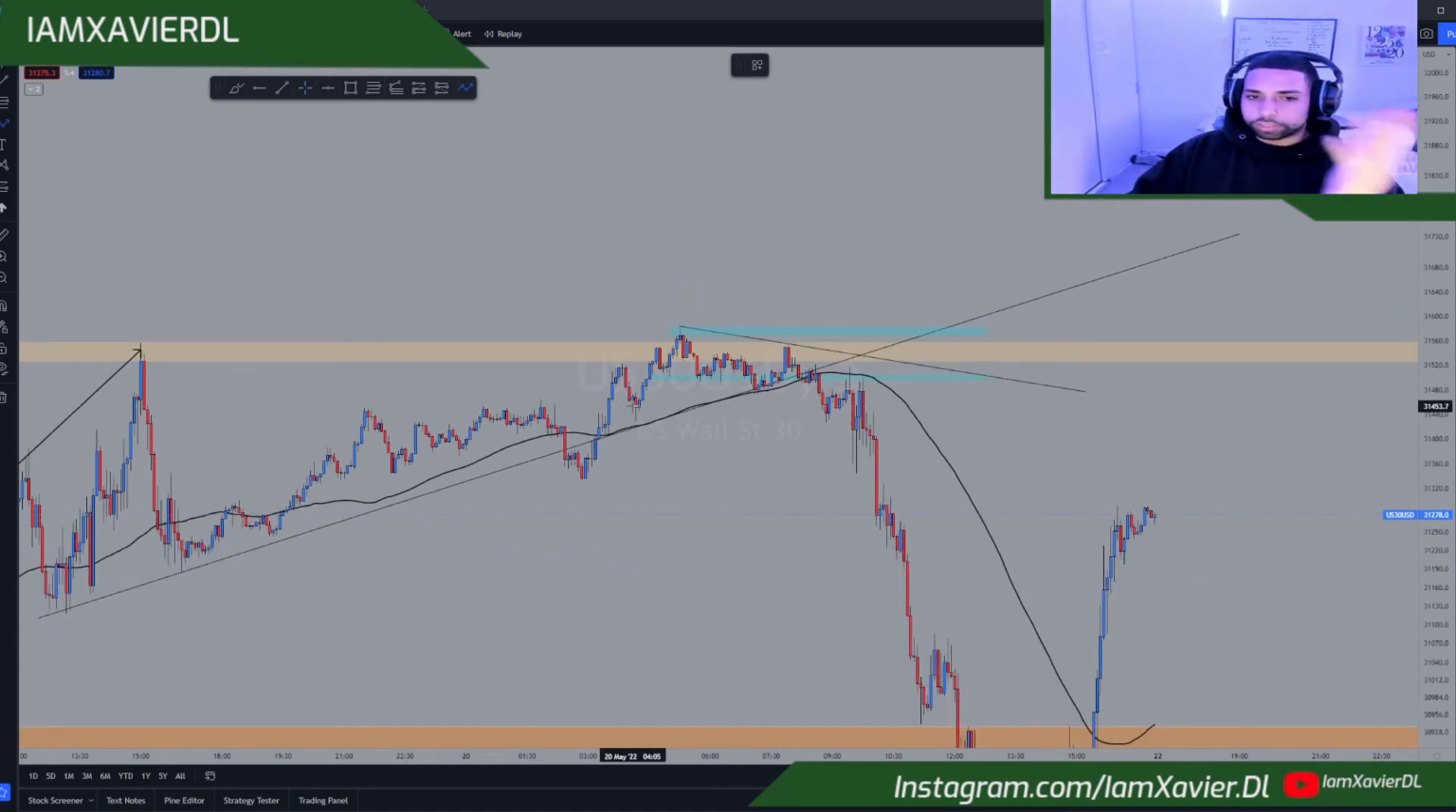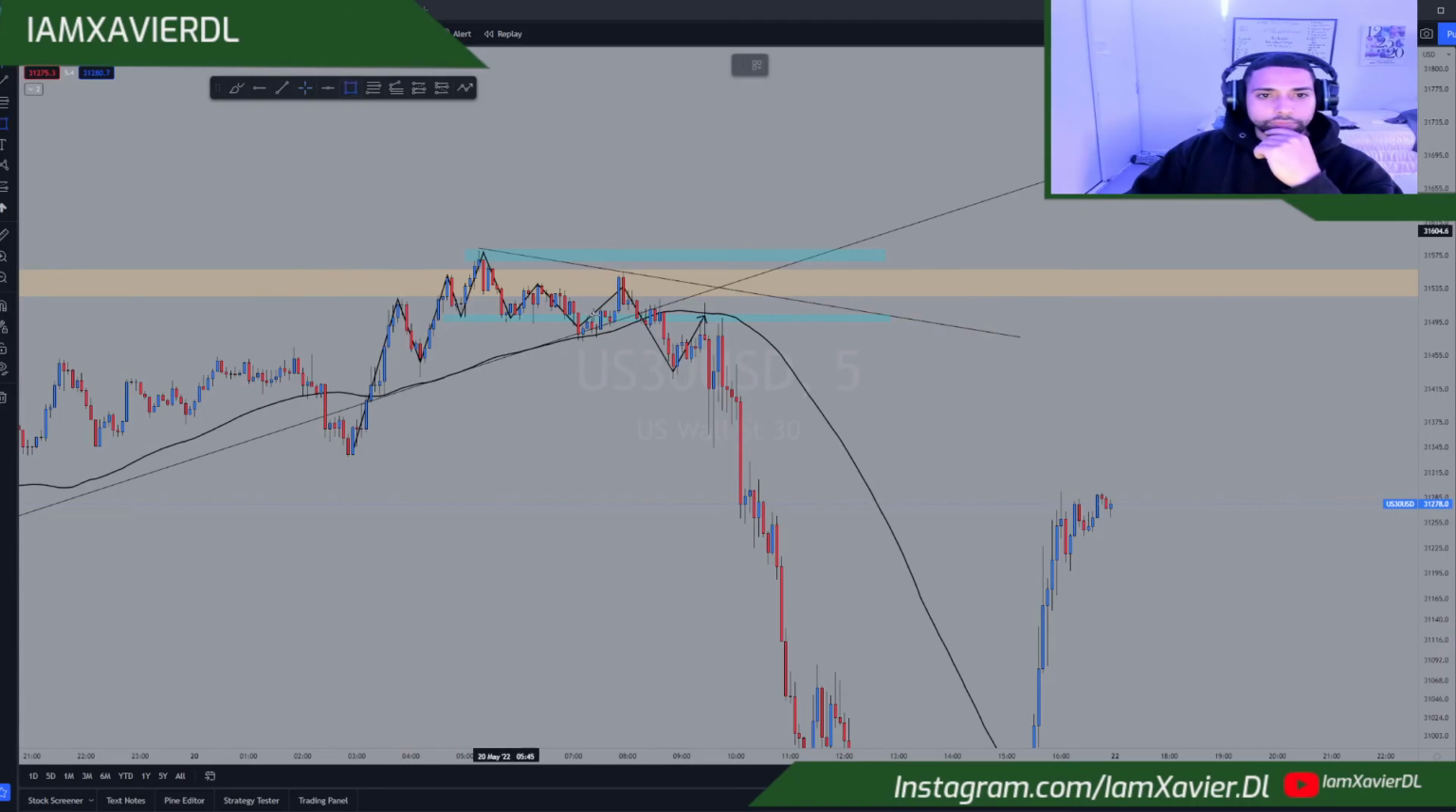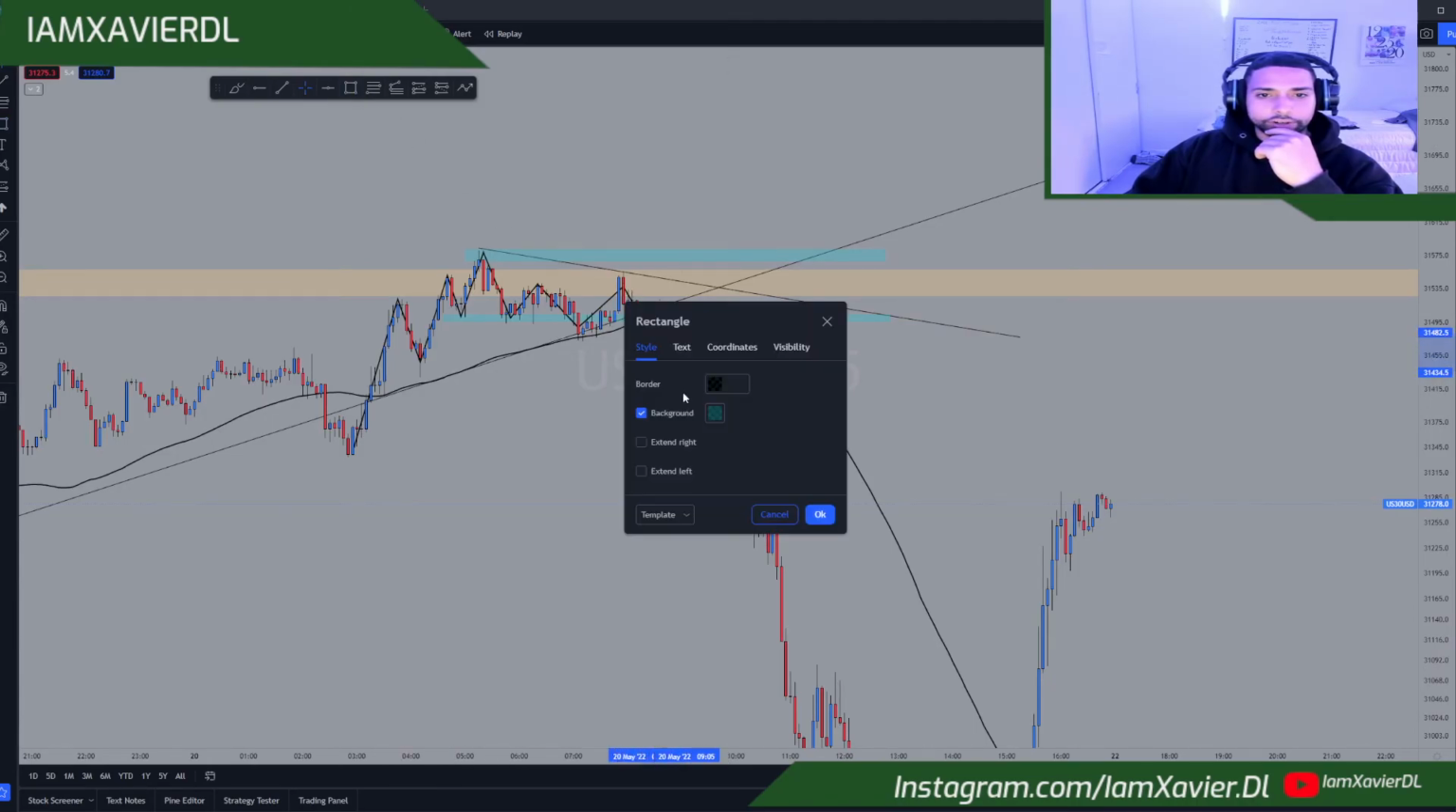But here, just follow structure with me, guys. Low, higher high, higher low, higher high, higher low, higher high, low, lower high, low. It didn't break yet. Low, equal highs, lower low, boom, lower high. And so this right here, or pretty much this general area, was our break of structure in essence.